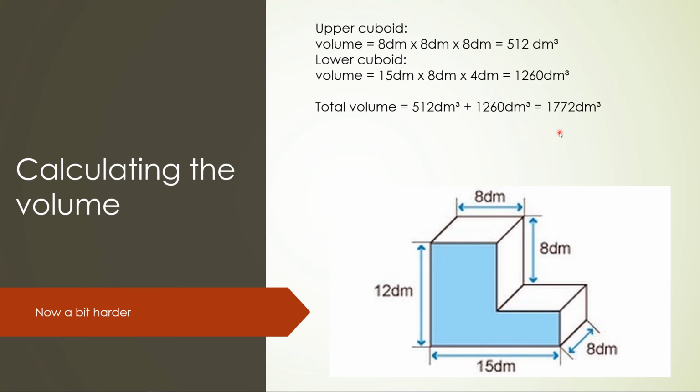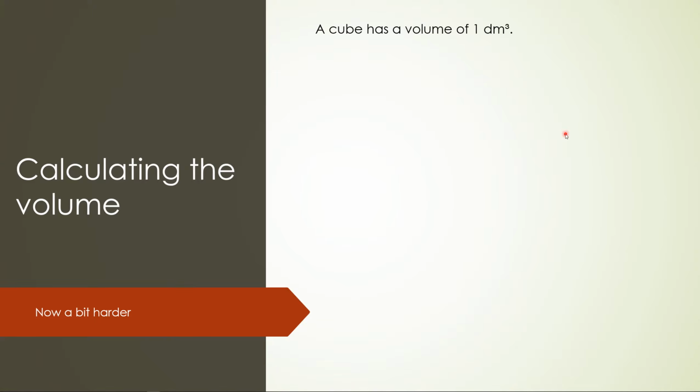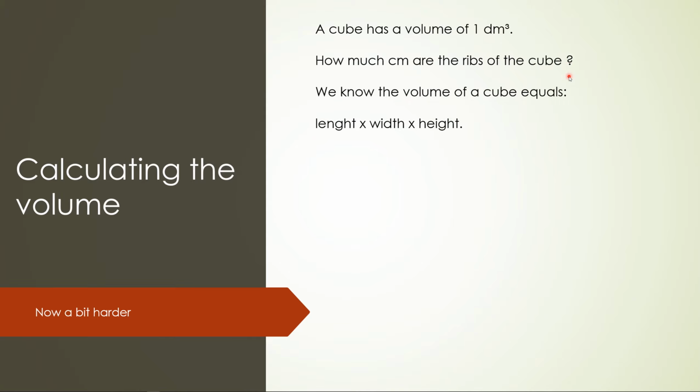Let's have a look at one more question, then we're done for the day. A cube has a volume of 1 cubic decimeter. How many centimeters, this will be important soon, are the ribs of the cube? Well, what do we know about a cube? We calculate its volume by doing the length times the width times the height. So length times width times height equals 1 cubic decimeter.